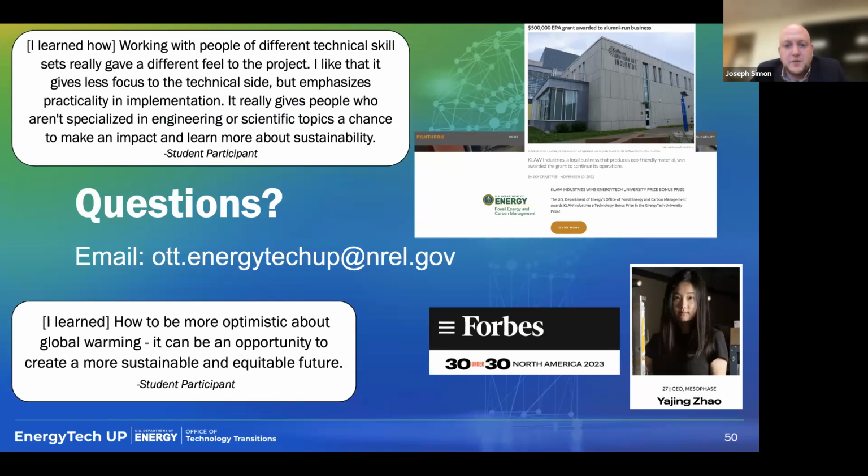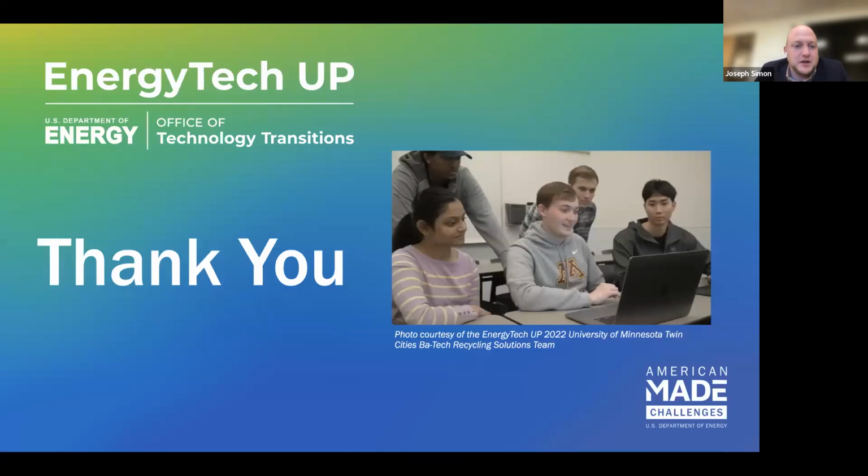In the months since, one of our winning teams, Claw Industries, secured an EPA grant and is continuing to grow their business. Additionally, we saw the CEO of Mesophase, which is our geothermal technology bonus prize winner, named to Forbes's 30 under 30 for energy in North America. So just excited to see some of these follow-on impacts, follow-on outcomes from participation, and look forward to seeing what your story would be in the months or years to come.